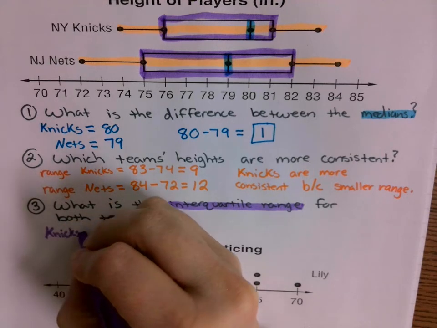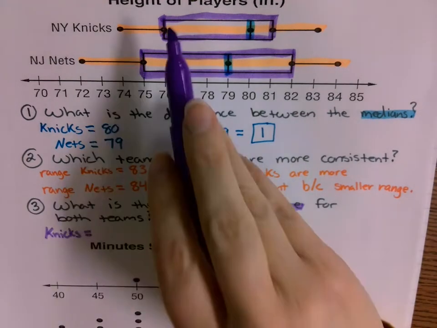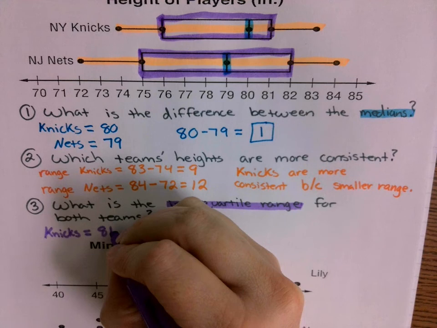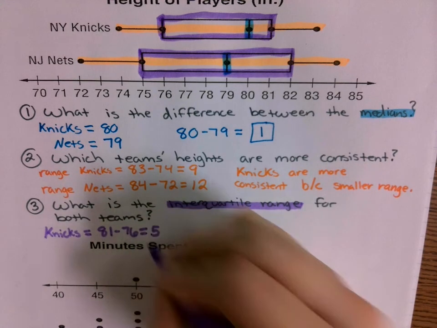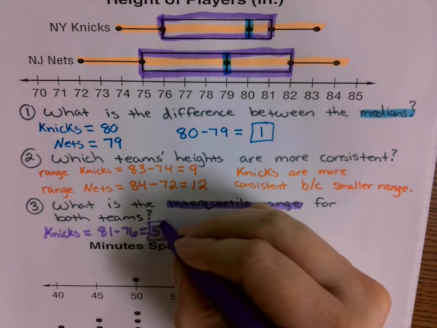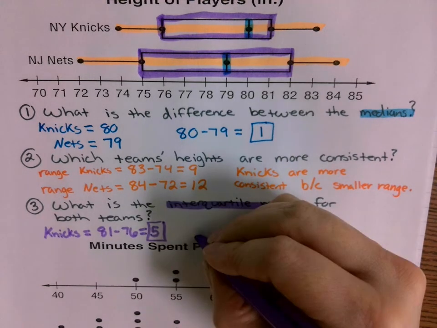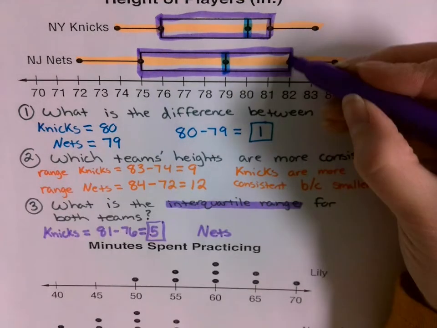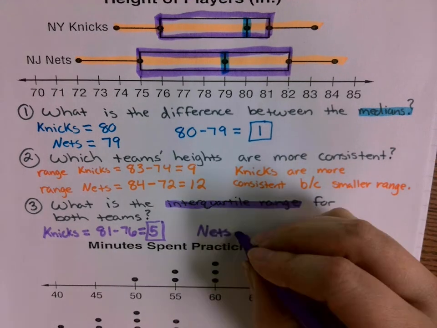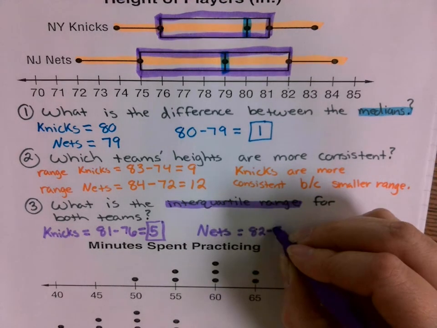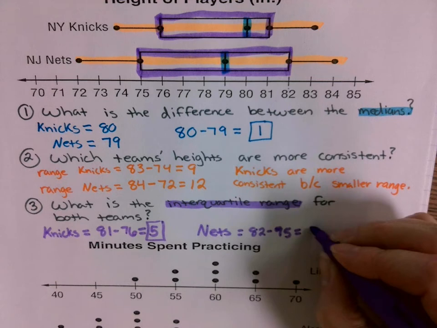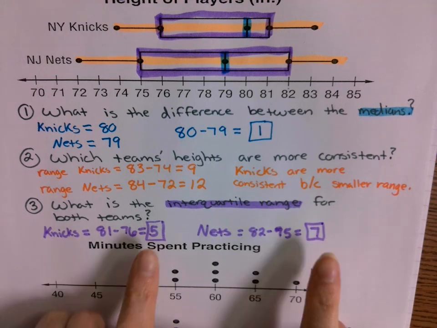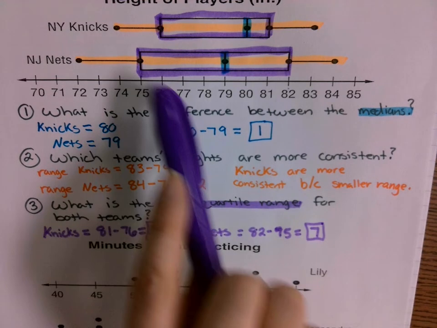For the NICS, the box starts at 76 and ends at 81. So we're going to do 81 minus 76, and that gives us 5. So the interquartile range for the NICS is 5. Then we want to do it for the NETs. The NETs starts at 75, and it ends at 82. So we're going to take 82 minus 75, and that's going to equal 7. Okay, so those are our interquartile ranges. The interquartile range is how large or how small the box is.